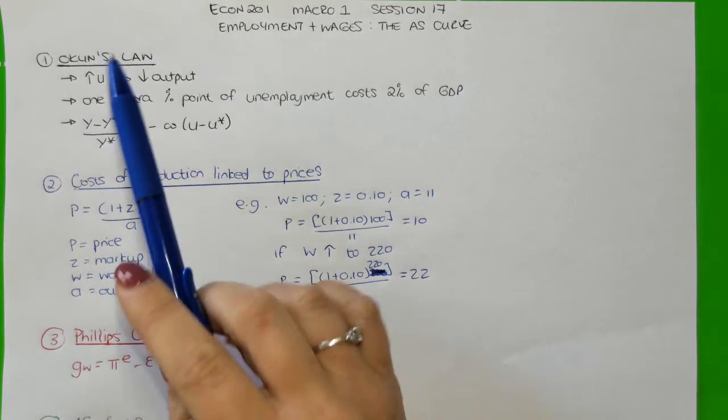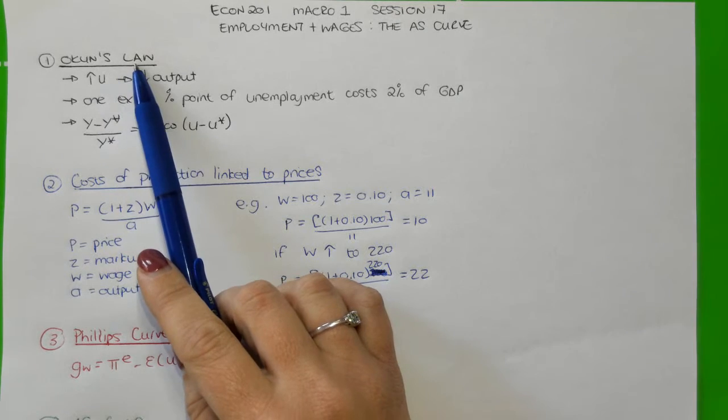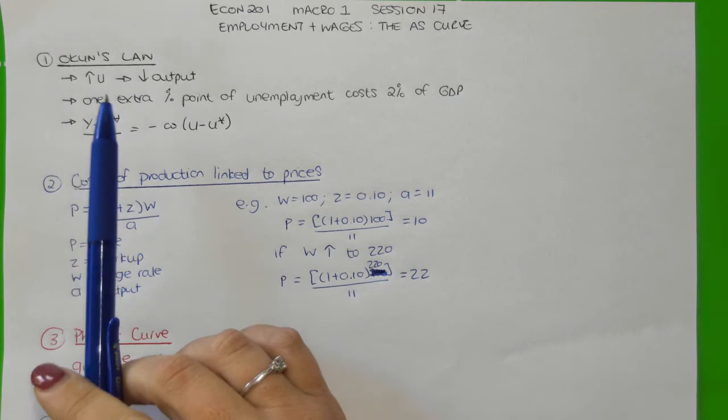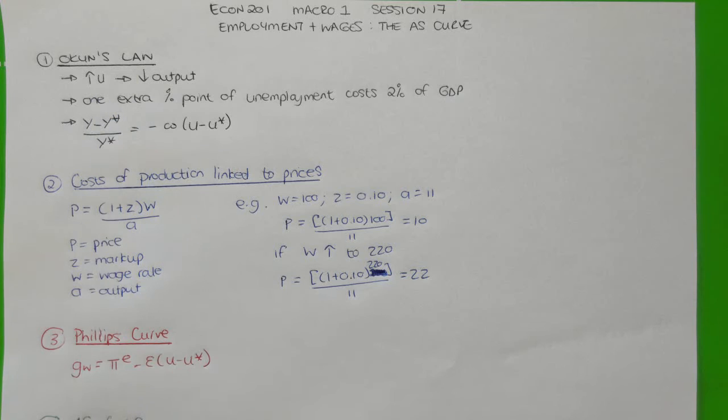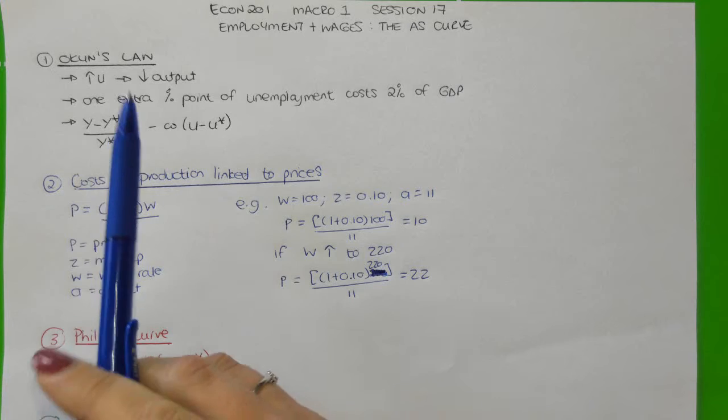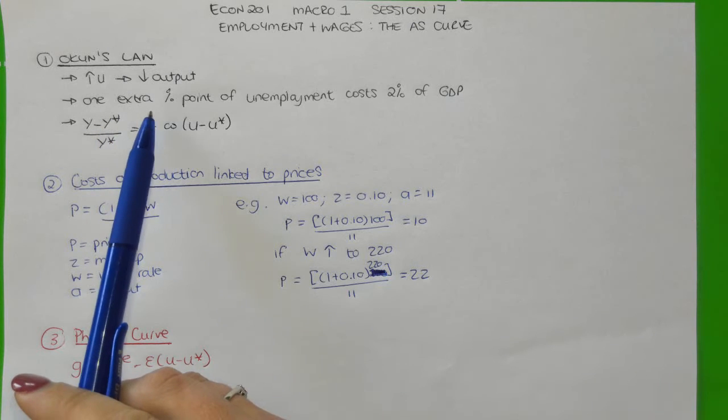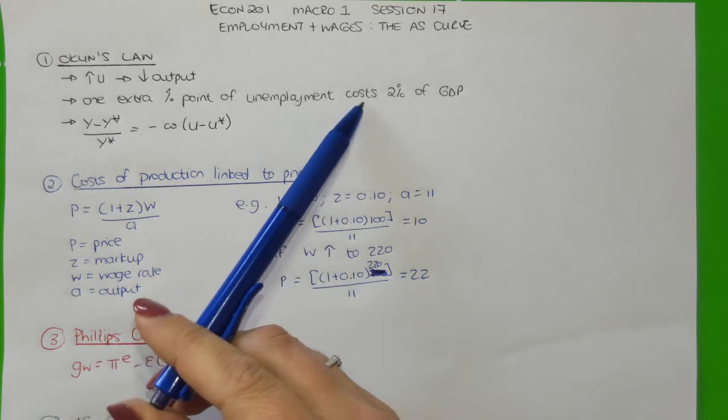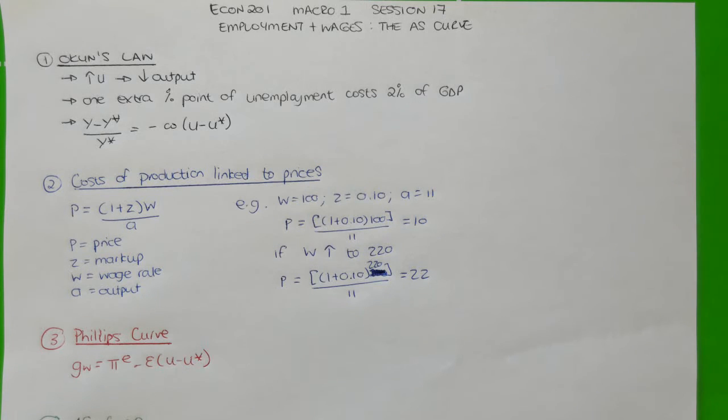Okay, so the first thing to remember in terms of the linkages between output, employment, and wages, etc., is Okun's law. Now, Okun's law is a very specific relationship that looks at how output is affected or related to the unemployment rate. By definition, Okun's law says that 1 extra percentage point of unemployment costs 2% of GDP. What does that mean? Well, it means that when the unemployment rate in the economy is rising, each time it rises by 1 percentage point, we can be expecting that GDP is falling by 2%.